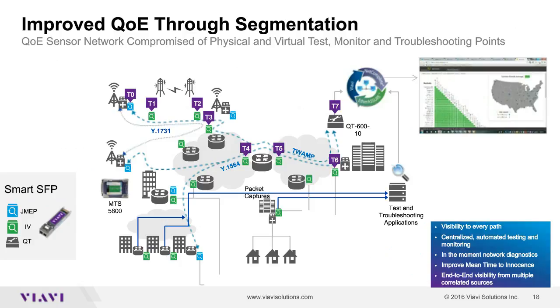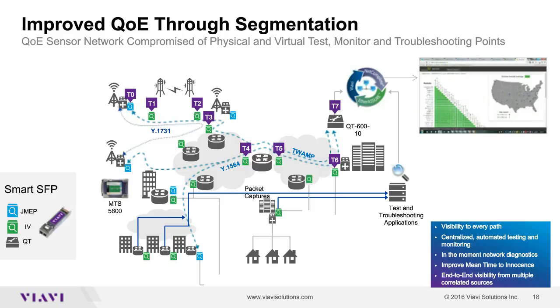Segmentation. The interesting thing that goes on in networks today is that operators, like Windstream, are able to identify there's a problem between point A and point Z, but you may not be able to know where it is in that network. So segmentation is basically instrumenting, conceptually, every hop.